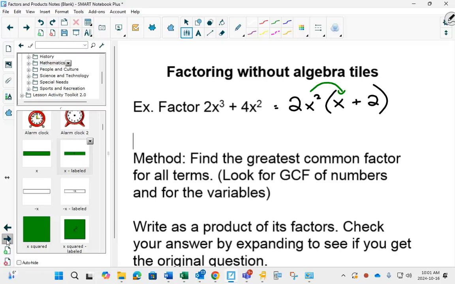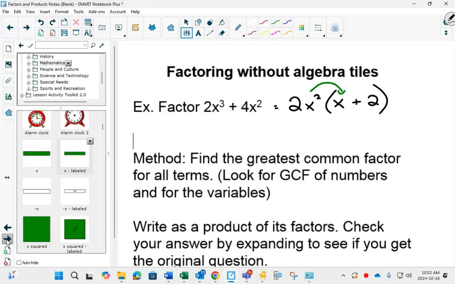One thing you can do to check if you had the greatest common factor is after you factor, check what's left and say, is there anything in common with the x and the 2? There's not. So if there's nothing in common, you know that you factored it completely. If there is something in common, you have to keep going. It just means that you didn't pick the biggest one to begin with.